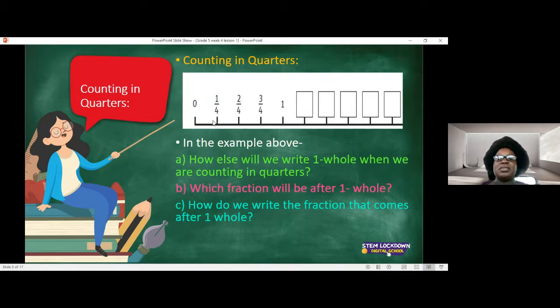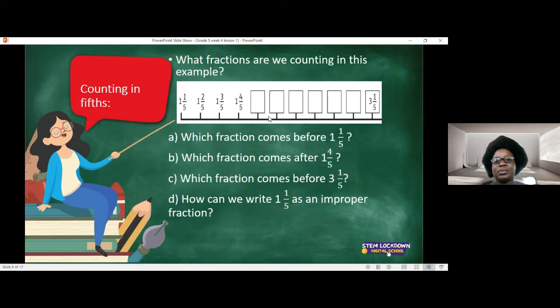When we count in quarters, before we can reach one whole, we have to count 1, 2, 3, and then the fourth time is going to be a whole. Unlike in halves, where we count 1 and the second time it's a whole, in quarters, when we count the fourth time, that is when we're going to have a whole.